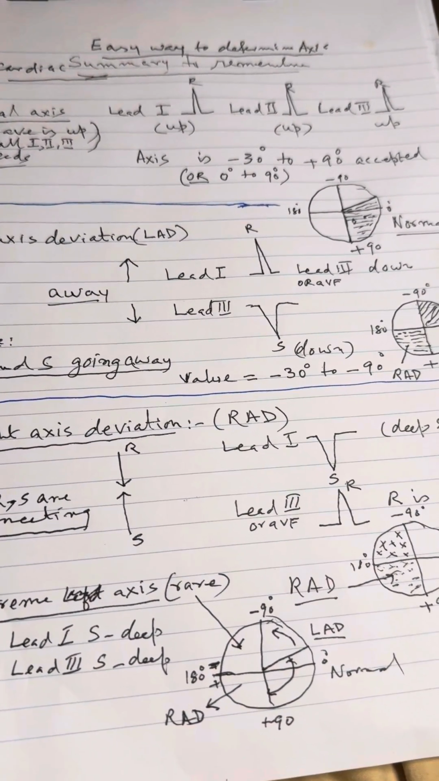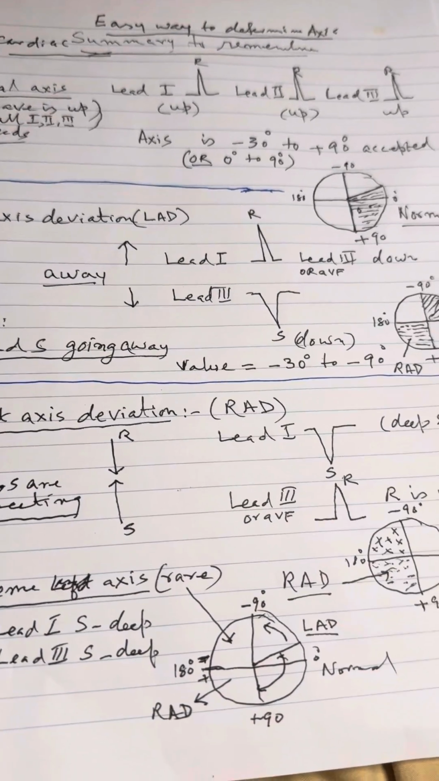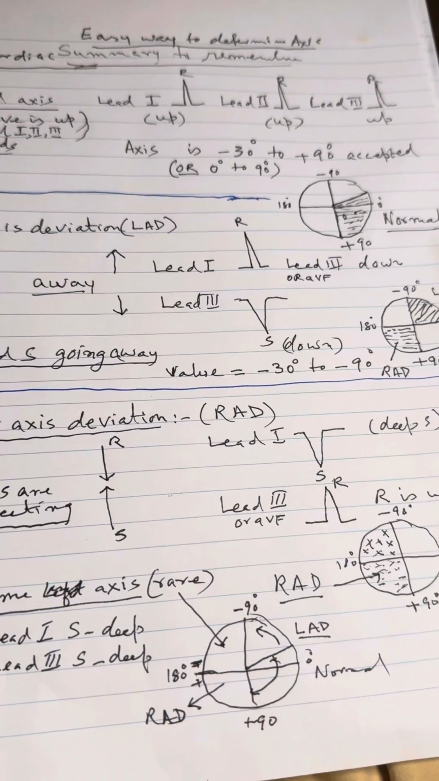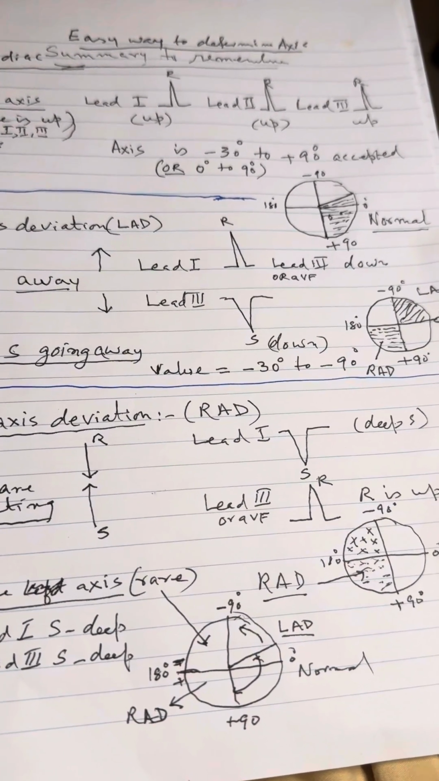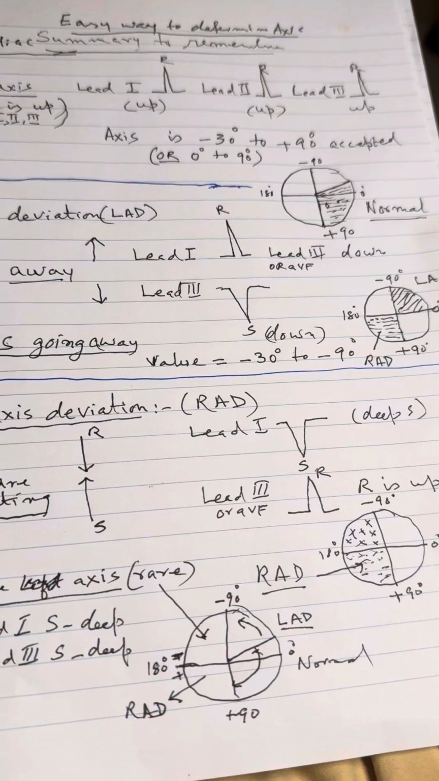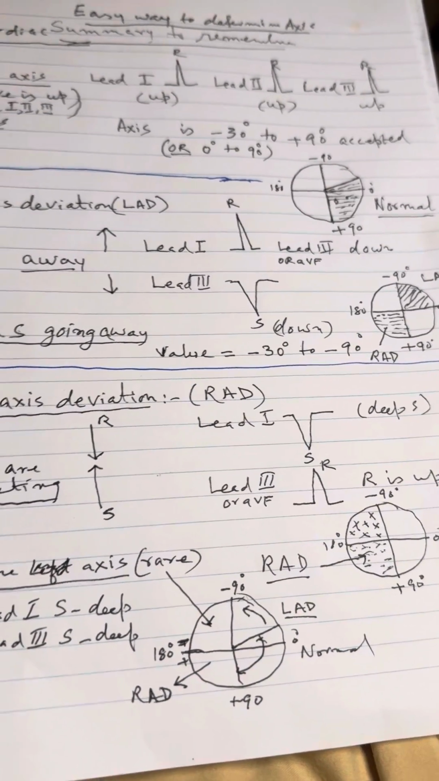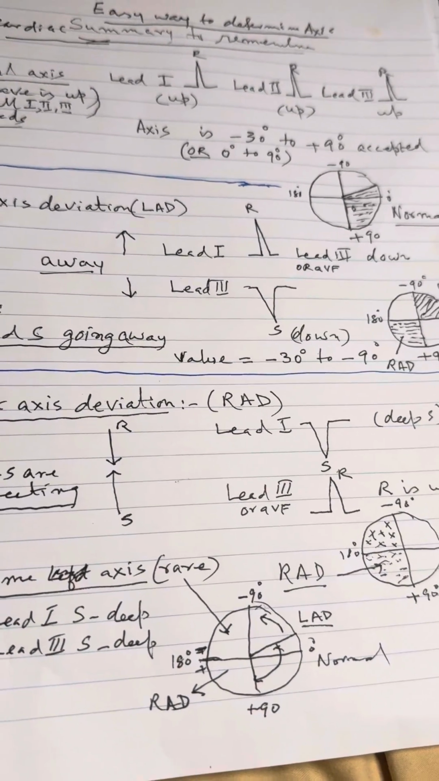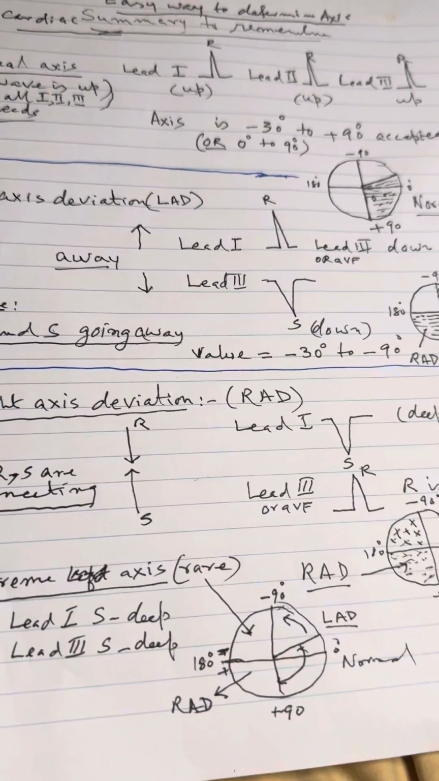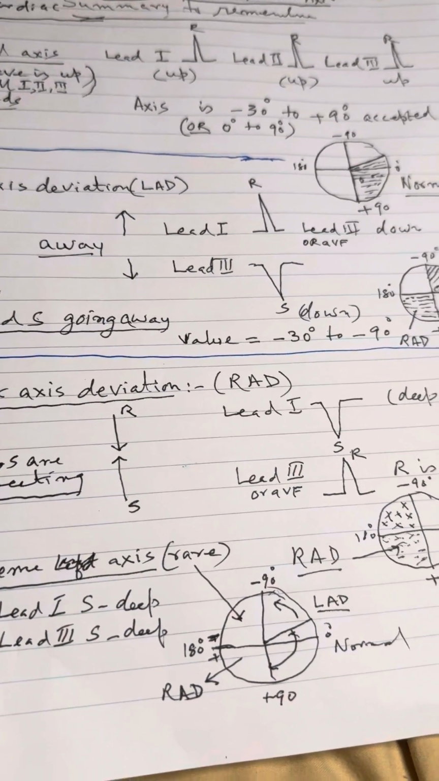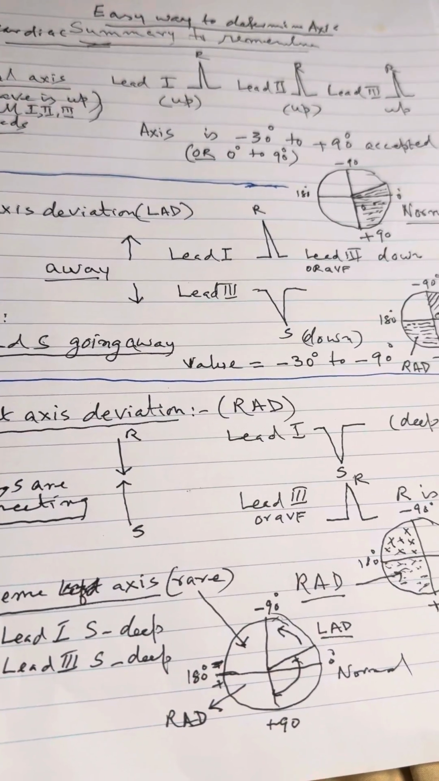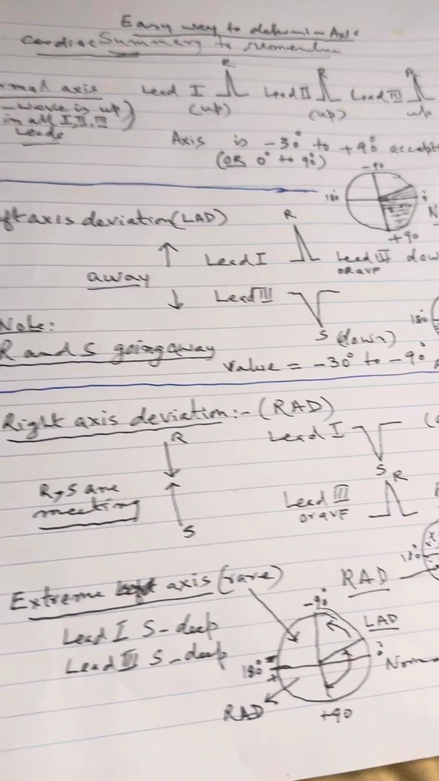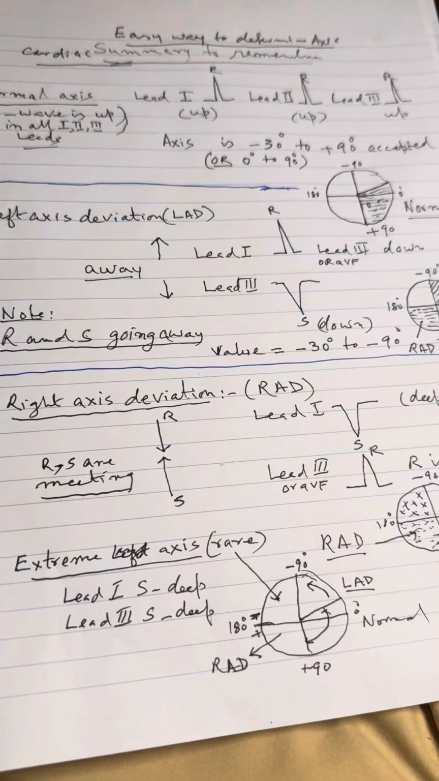Now we move on to how to determine cardiac axis. There are two ways to determine cardiac axis. One is the quick and easy method, and the second is by calculation. The calculation method is used when you want to actually measure the axis in degrees. How many degrees? That is determined by calculation.